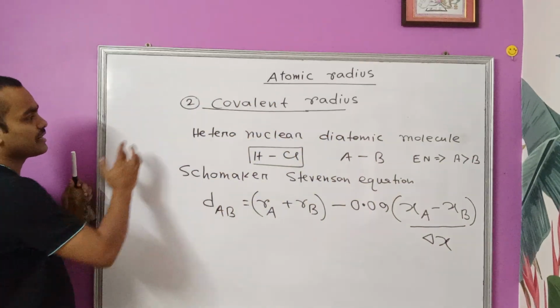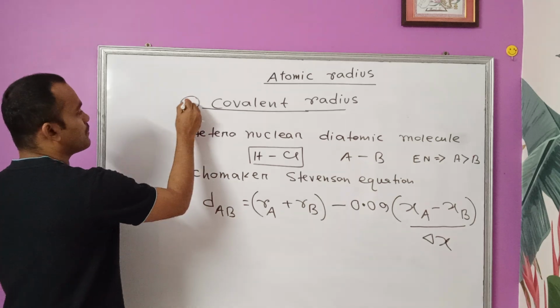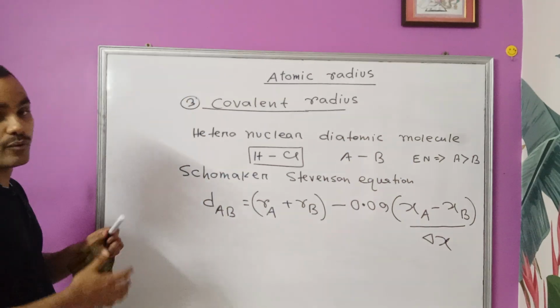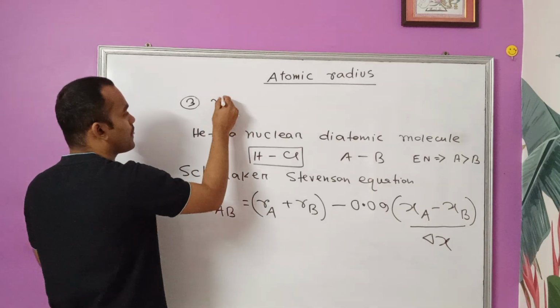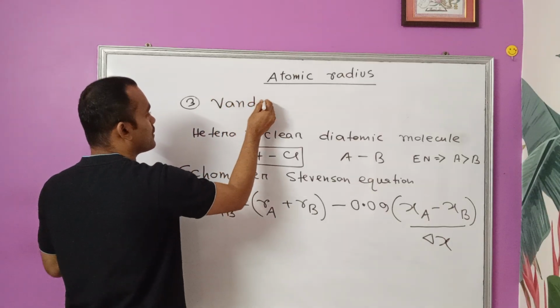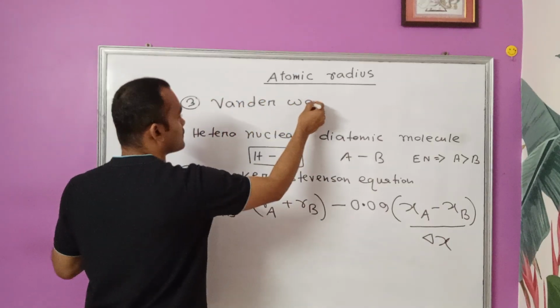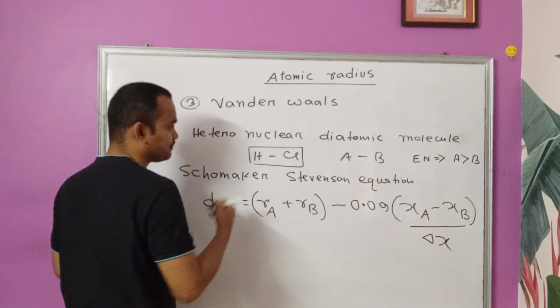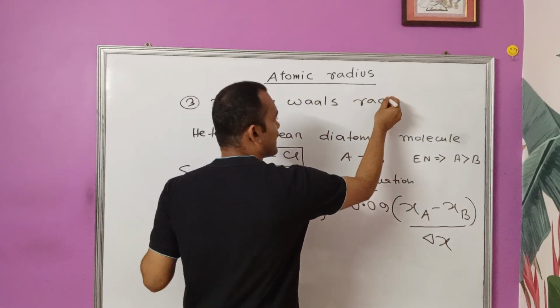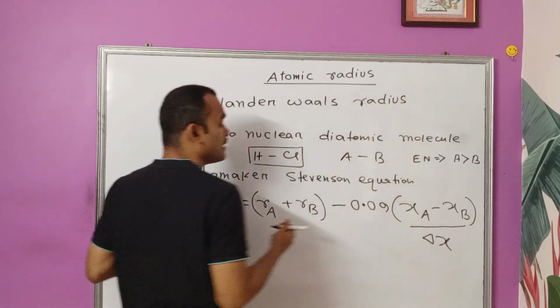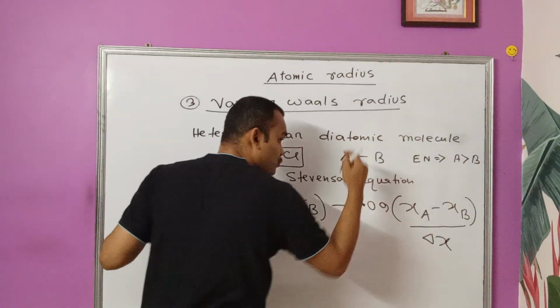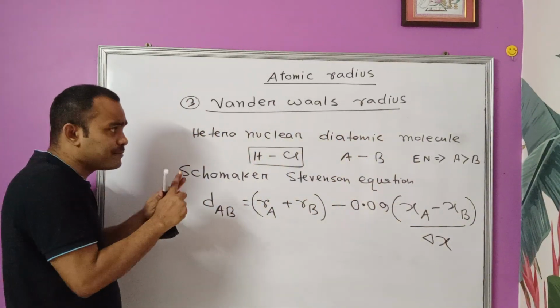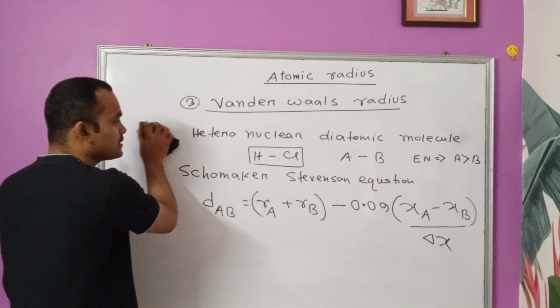Next, another radius is there. This is number 3. This is called van der Waals radius. This van der Waals radius is basically for the distance between two different molecules.